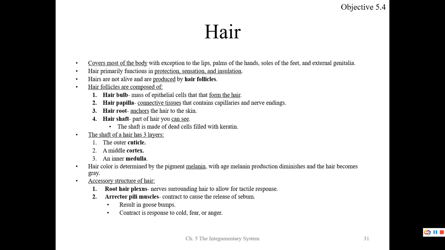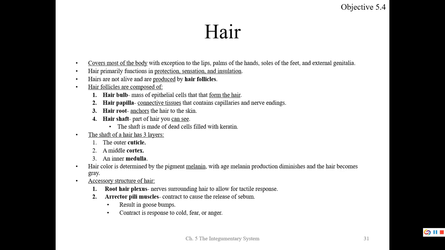Now, hair gets its color from the pigment melanin. When melanin production diminishes, that's when you get gray hair. A hair shaft itself has 3 layers: a cuticle, a cortex, and a medulla. The outer cuticle, the middle cortex, and the inner medulla. Hair color is determined by melanin, but as we age it diminishes and the hair becomes gray, and this is what happens as you get older, from stress, things like that.